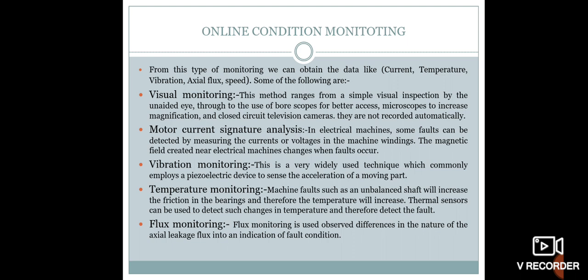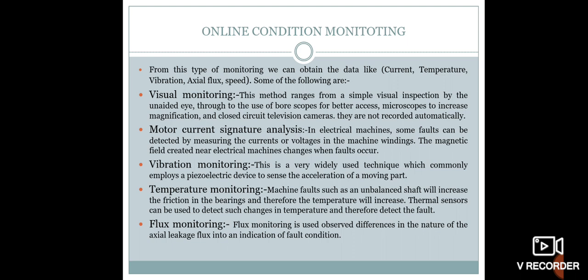The third point is vibration monitoring. This is a very widely used technique which commonly employs a piezoelectric device to sense the acceleration of a moving part. The fourth point is temperature monitoring. Machine faults such as an unbalanced shaft will increase the friction in the bearings and therefore the temperature will increase. A thermal sensor can be used to detect such changes in temperature and therefore detect the fault.